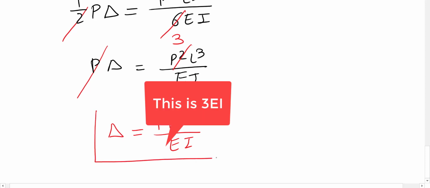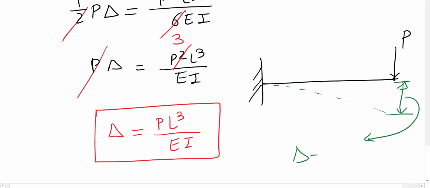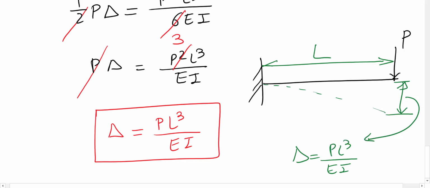So that is the deflection of the beam under the load P. The deflection here would be delta equals PL cubed over EI, where L is the length. So that's the answer using the principle of work and energy. Thank you.